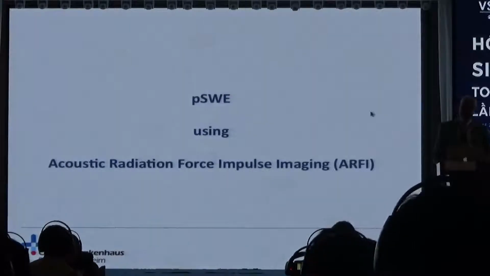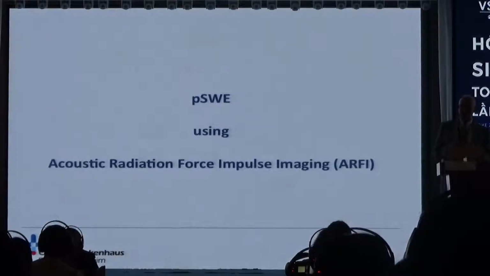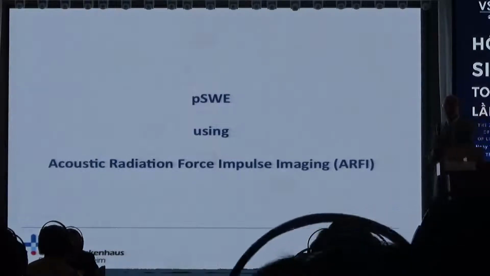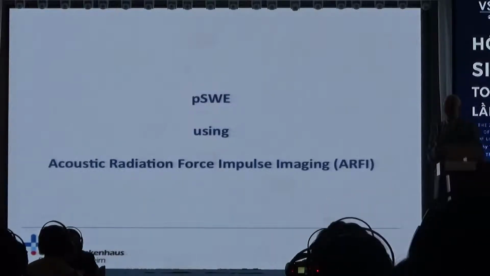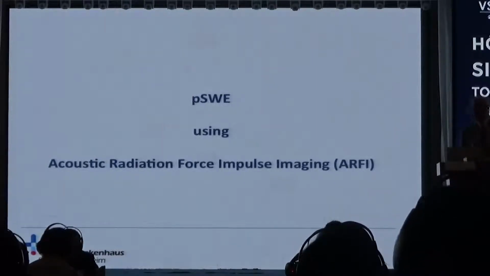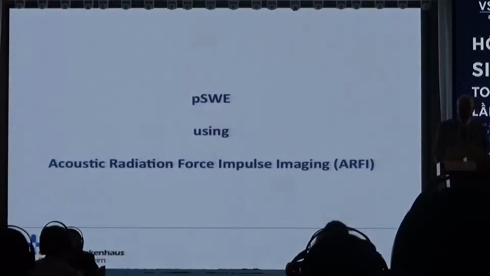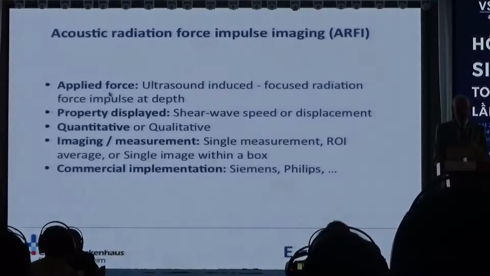The second and, for imaging people, more interesting method is the point shear wave mode. It is implemented in an ultrasound image, and it's called point shear wave elastography using a certain technology. This technology is called ARFI, or more complicated, acoustic radiation force impulse imaging. And that's the terminology. The applied force is ultrasound induced.